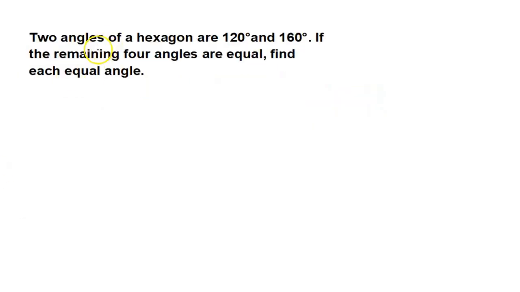Now the next question. Two angles of a hexagon are 120 degrees and 160 degrees. If the remaining 4 angles are equal, find each of the equal angles. So we can make all the remaining 4 equal angles x. So the sum of all the angles will be 120 degrees plus 160 degrees plus the remaining 4 angles, x plus x plus x plus x.